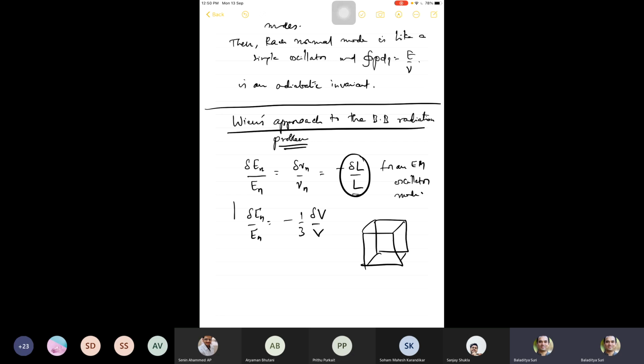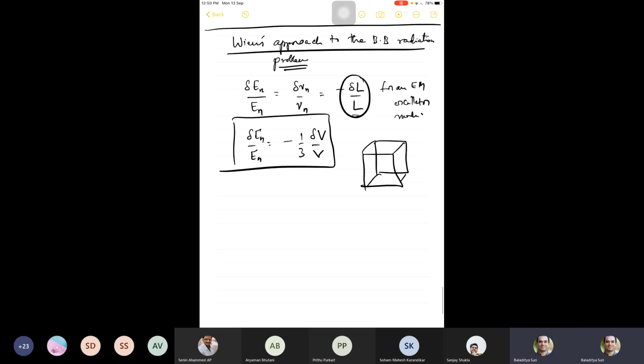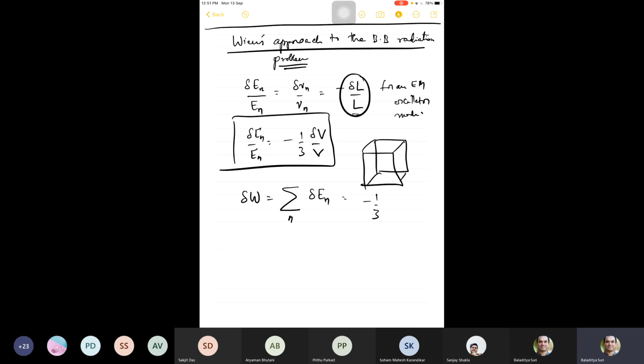Now consider a tiny change in the volume of a cubical cavity which contains radiation in free space inside it. If you do a similar analysis, delta W will be the work done on the electromagnetic modes of this cavity. That would be summation over all n delta En, where delta En is the change in the energy of each oscillatory mode, and that would be minus 1 by 3 summation over n En. If you just take En to the other side, delta V by V.